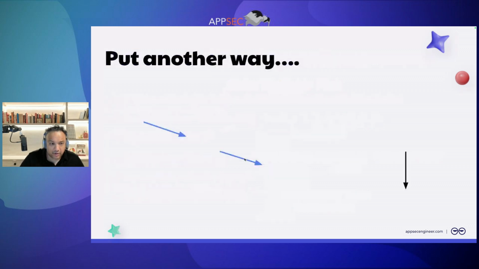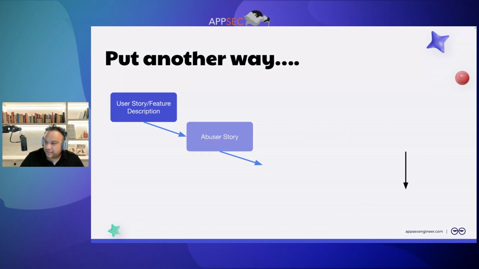So the idea here is you have a user story, which is your unit of measure, your scope that we're taking up. Now, this user story, we are going to come up with something called an abuser story for that user story. Now, this is essentially how that feature can get abused.